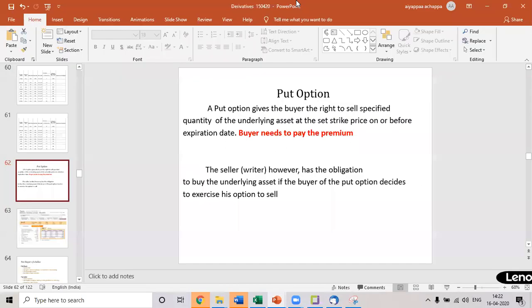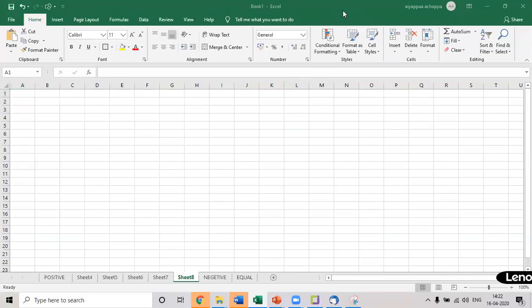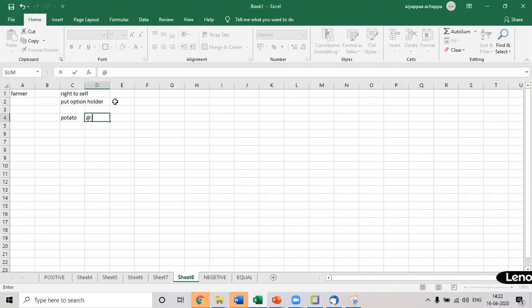Now let us say the Government of India comes up with a proposal where all the farmers, for example, a farmer, are given a right to sell. When you get a right to sell, it is a put option. You become a put option holder. You don't have the obligation to sell, you have the right to sell. So basically the government has told him that he can sell potato at a price of 35 rupees.